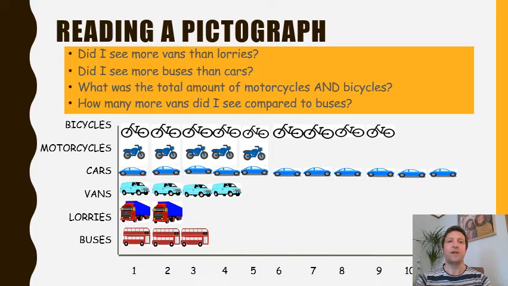And the last question I have is, how many more vans did I see compared to buses? So we need to look at how many vans we saw, how many buses we saw. What's the difference between the two totals? I'll give you a clue here. If you saw 3 buses and 4 vans, how many more vans did we see than buses? Can you think of any other questions to do with my vehicle's pictograph?